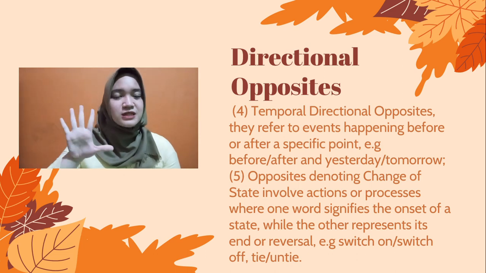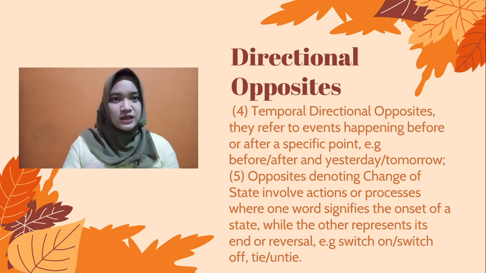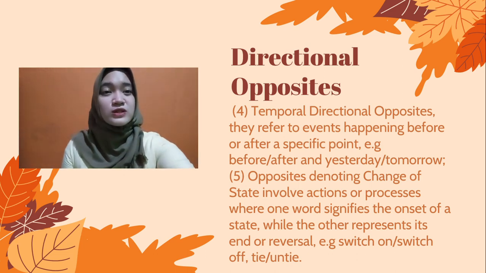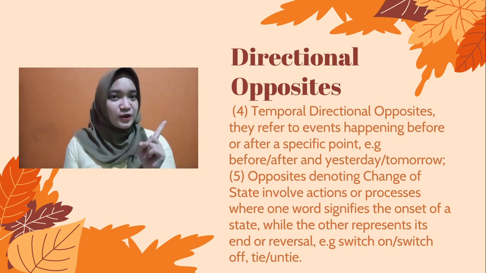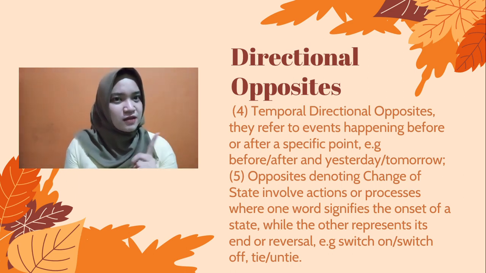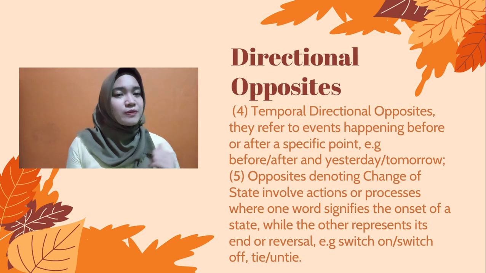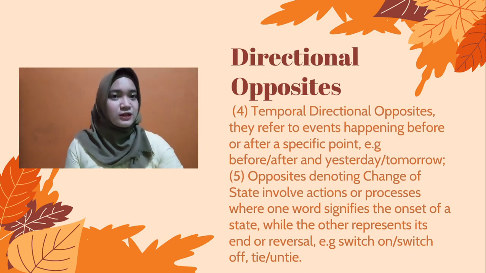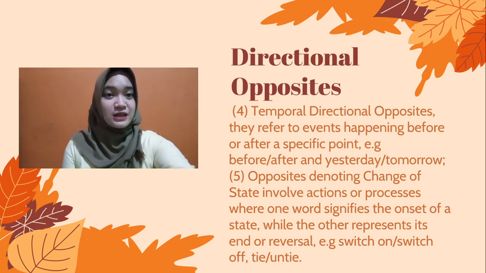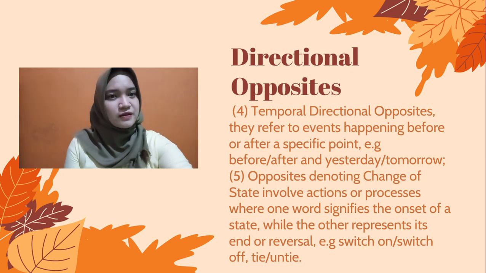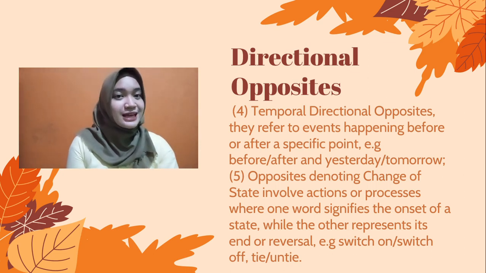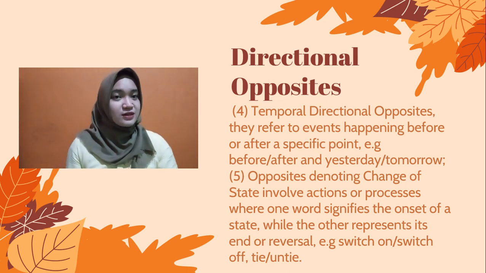Fifth, opposites denoting change of state involve actions or processes where one word signifies the onset of a state, while the other represents its end or reversal. These opposites typically represent a binary change, such as turning something on or off. Examples include switch on, switch off, and tie, untie.